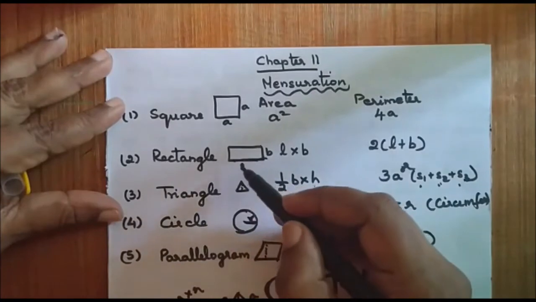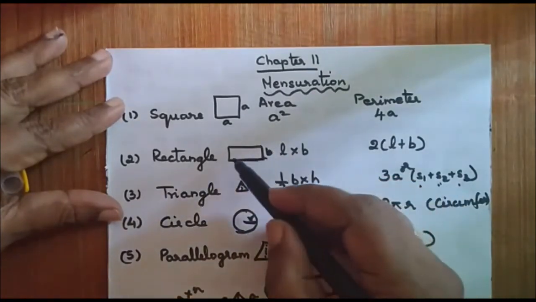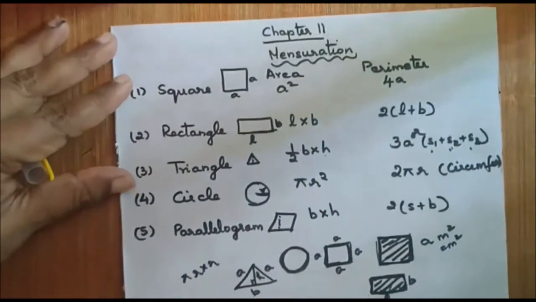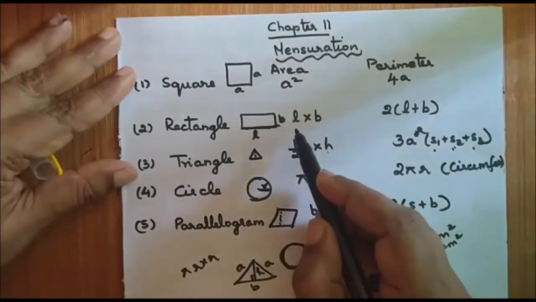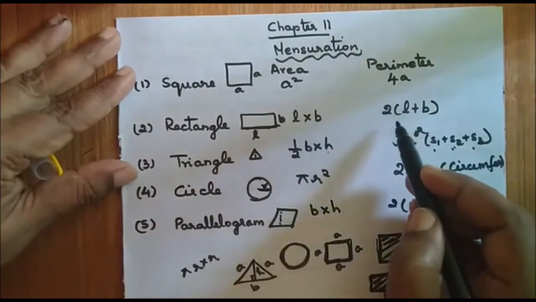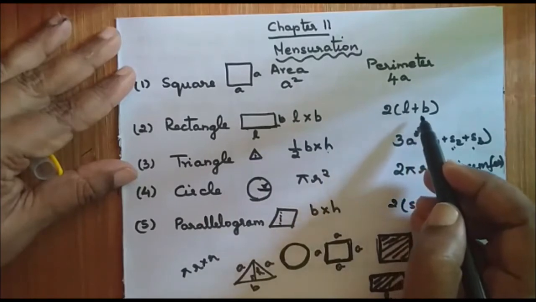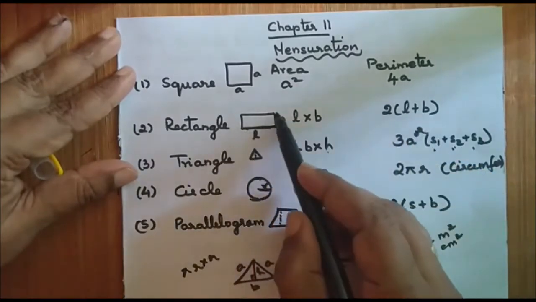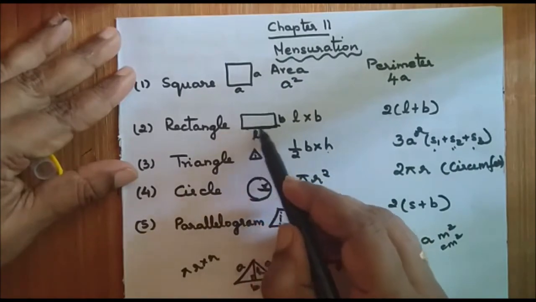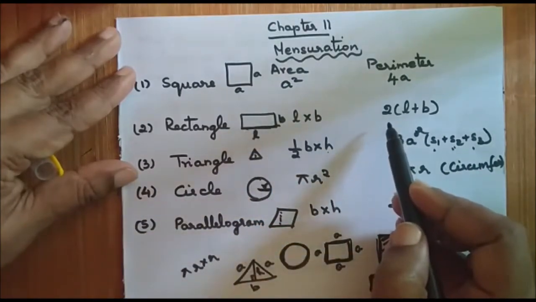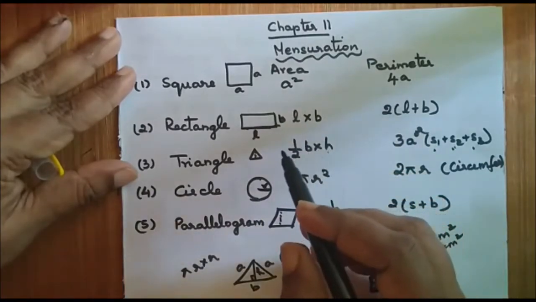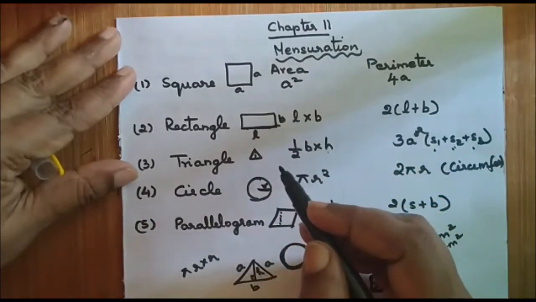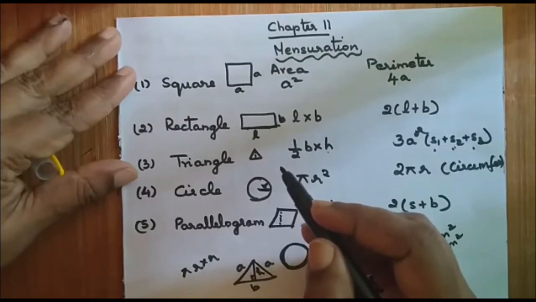Similarly, in the case of a rectangle, you have the length and the breadth. The area is nothing but the shaded portion. This shaded portion is the area of a rectangle. It's given by length into breadth, and perimeter is given by 2 into length plus breadth. The full surrounding length or the boundary of this is called the perimeter. Always the area is denoted by meter squared or centimeter squared.